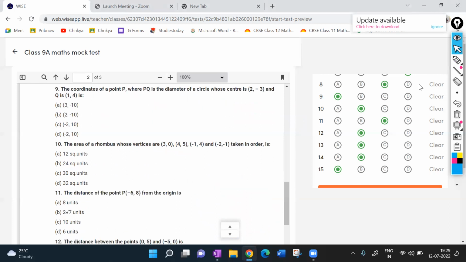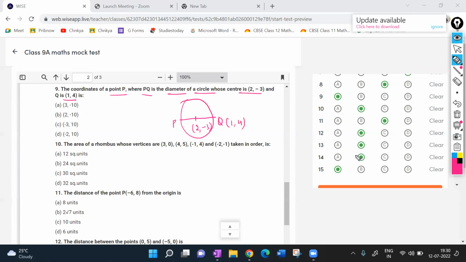The coordinates of point P, where PQ is the diameter of a circle whose center is 2 comma minus 3 and Q is 1 comma 4. Let us draw a circle. Diameter is PQ. Center is 2 comma minus 3. Q is given as 1 comma 4. Very simple.